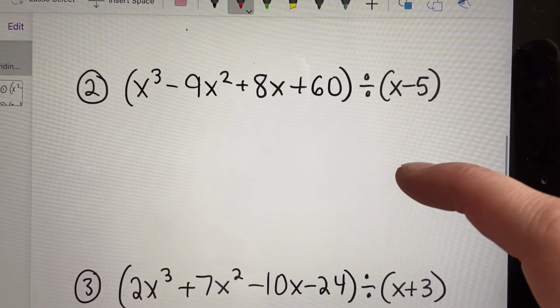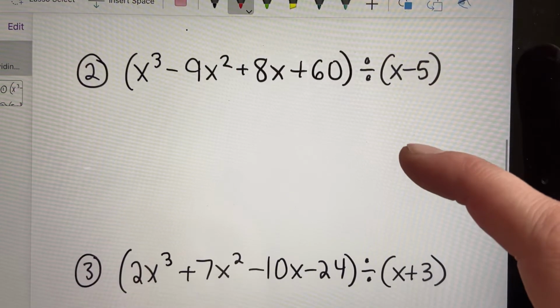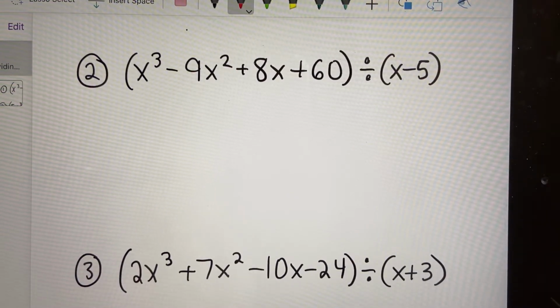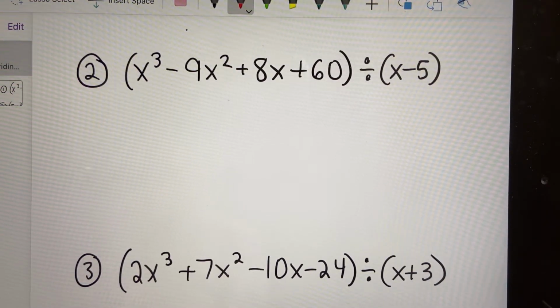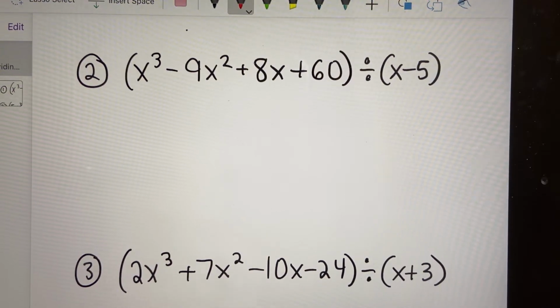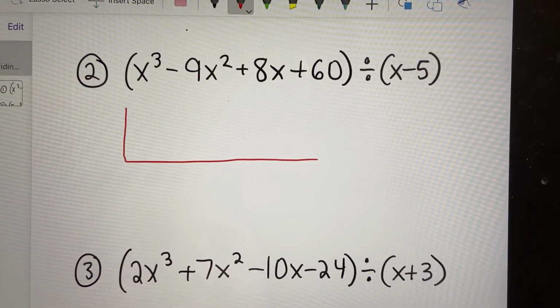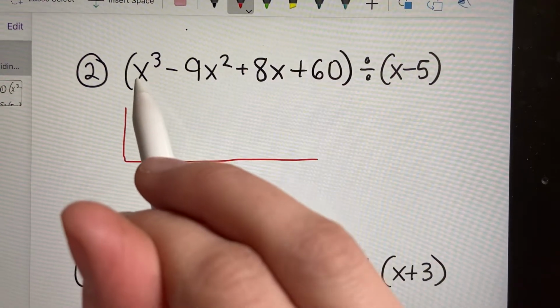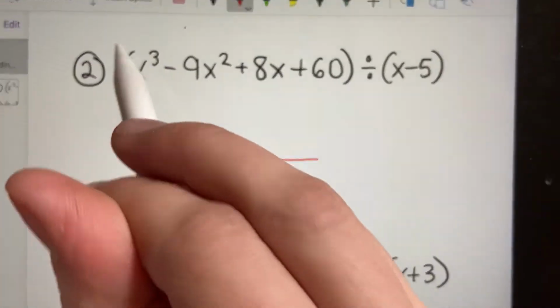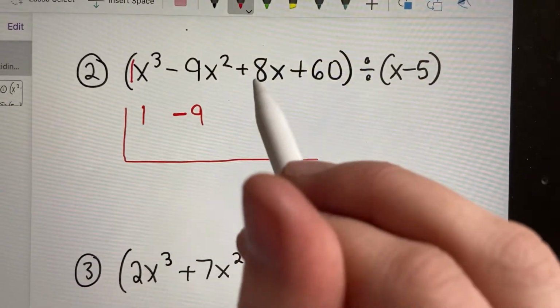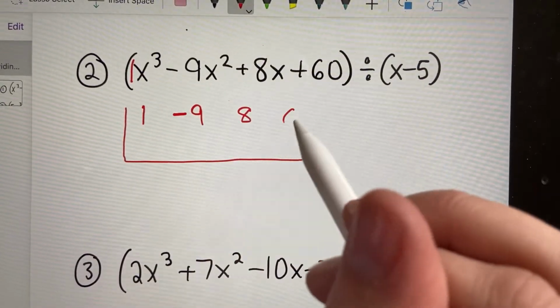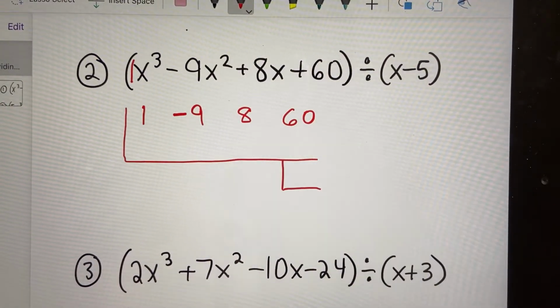The next one is x to the third minus 9x squared plus 8x plus 60 divided by x minus 5. So draw your upside down division box here. x to the third would just be 1. There's an invisible 1 here. And then put minus 9, the 8, and the 60. And we can even draw this box at the bottom.